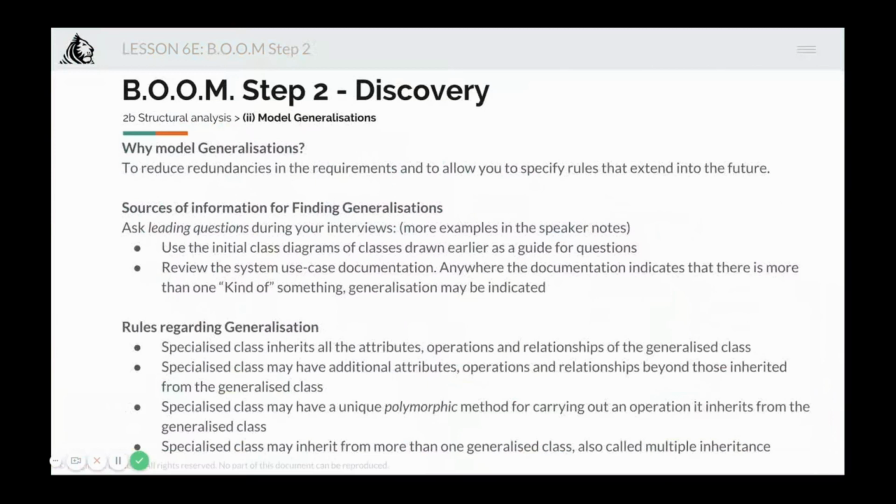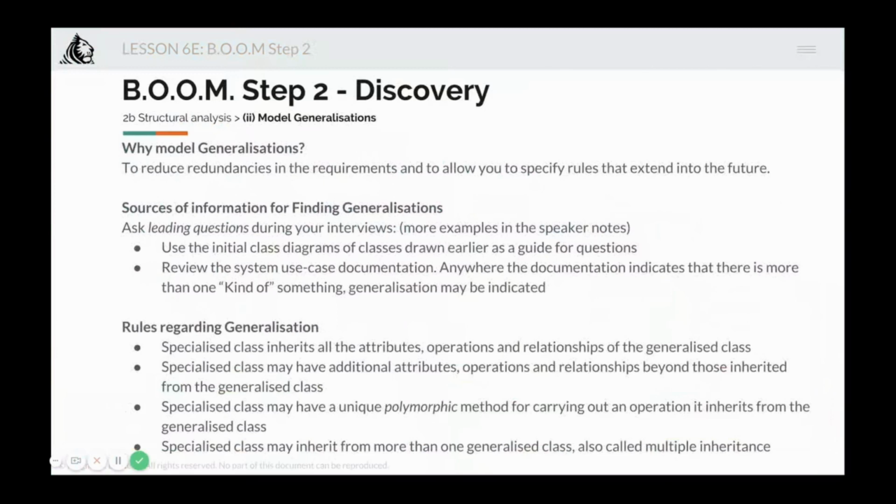So how can you find information for finding generalizations? Well, ask leading questions during your interviews. Typically you have been told not to ask leading questions, but here you should be asking leading questions. So use the initial class diagram of classes drawn earlier as a guide for questions, right? Ask interviewees if any of the classes are variations on others. Review the system use case documentation, and anywhere the documentation indicates that there is more than one kind of something, generalization may be indicated.